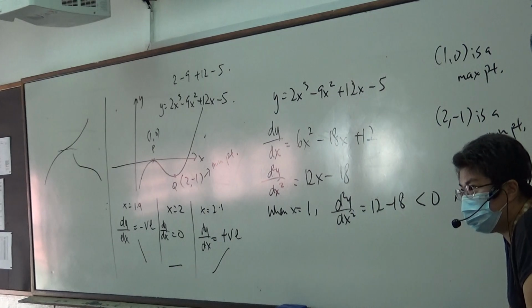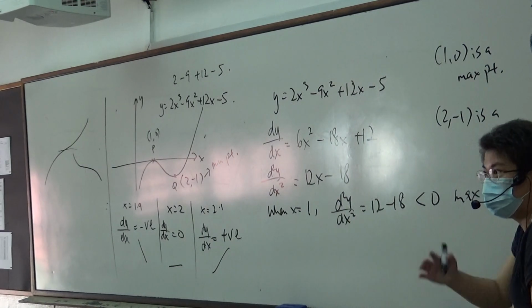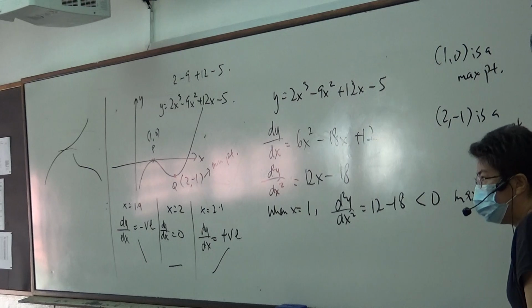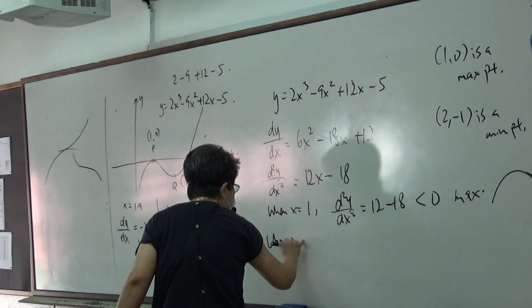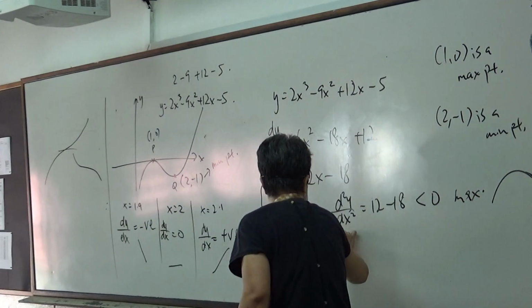When d2y/dx² is negative, straight away it's a maximum point. No need to go here, there, everywhere. Understand what I'm talking about? Okay? How about when x is 2? What's d2y/dx²?